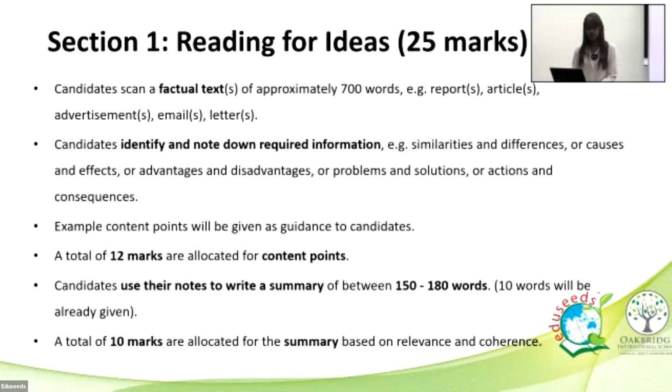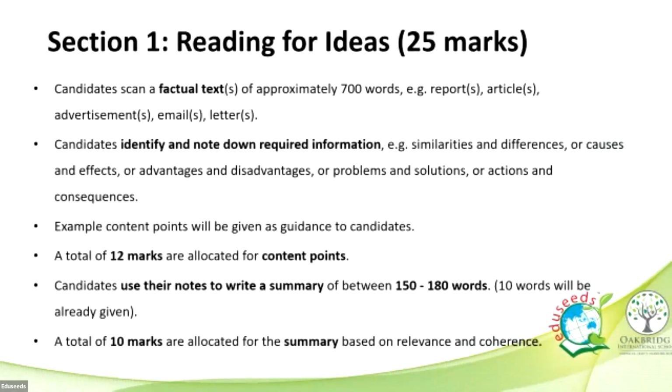Reading for ideas, 25 marks. For this section, you will scan a factual text. It's about 700 words. They'll either give you a report, article, advertisement, email or letter. So what are you required to do? You are required to identify and note down the required information. For example, they want either similarities or differences, or maybe they want you to identify causes and effects, or advantages or disadvantages, or problems or solutions, or actions and consequences.